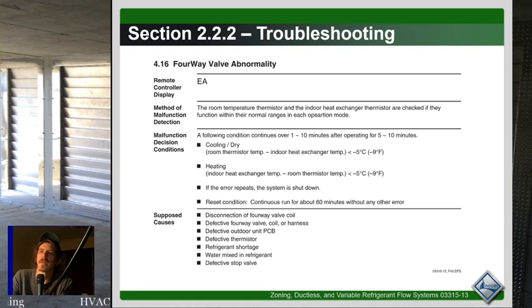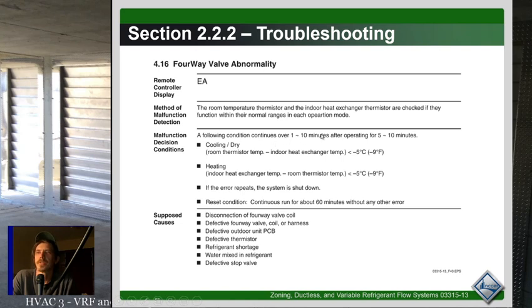So here it's giving you some charts for a four-way valve abnormality, and it tells you the room temperature thermistor and the indoor heat exchanger thermistor are checked if they function within their normal ranges in each operation mode, right? So if they are not in their normal ranges, it might throw a four-way valve abnormality. And on something like this, I could imagine low airflow might cause a similar problem, right? If the heat exchanger and the indoor temps are not in their normal operating ranges, but the system's freezing up, it may tell you have a four-way valve abnormality where you just have an extremely dirty filter or something. I don't know for sure that could be it, but it could, just looking at this troubleshooting chart, that could be something else I might be looking for.